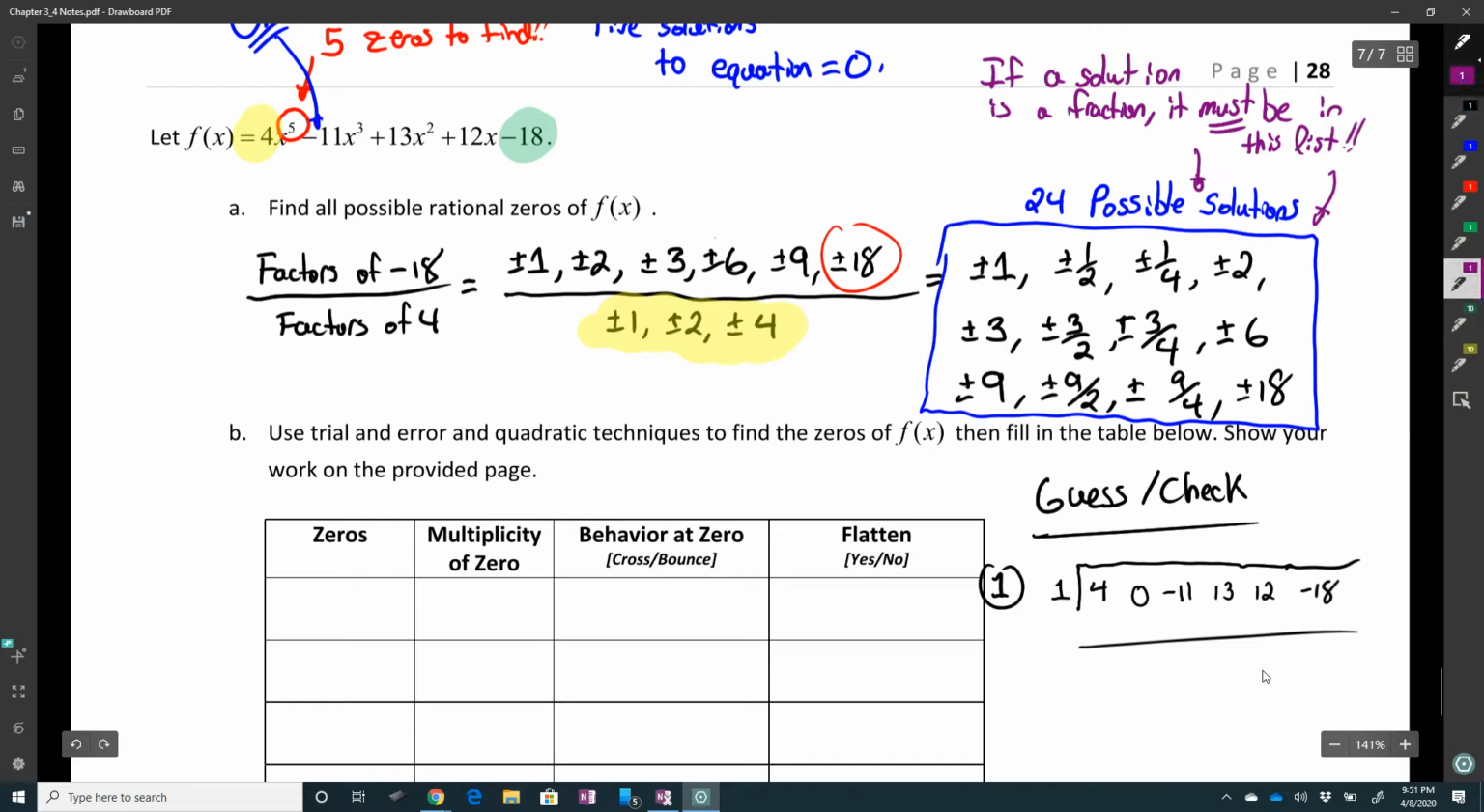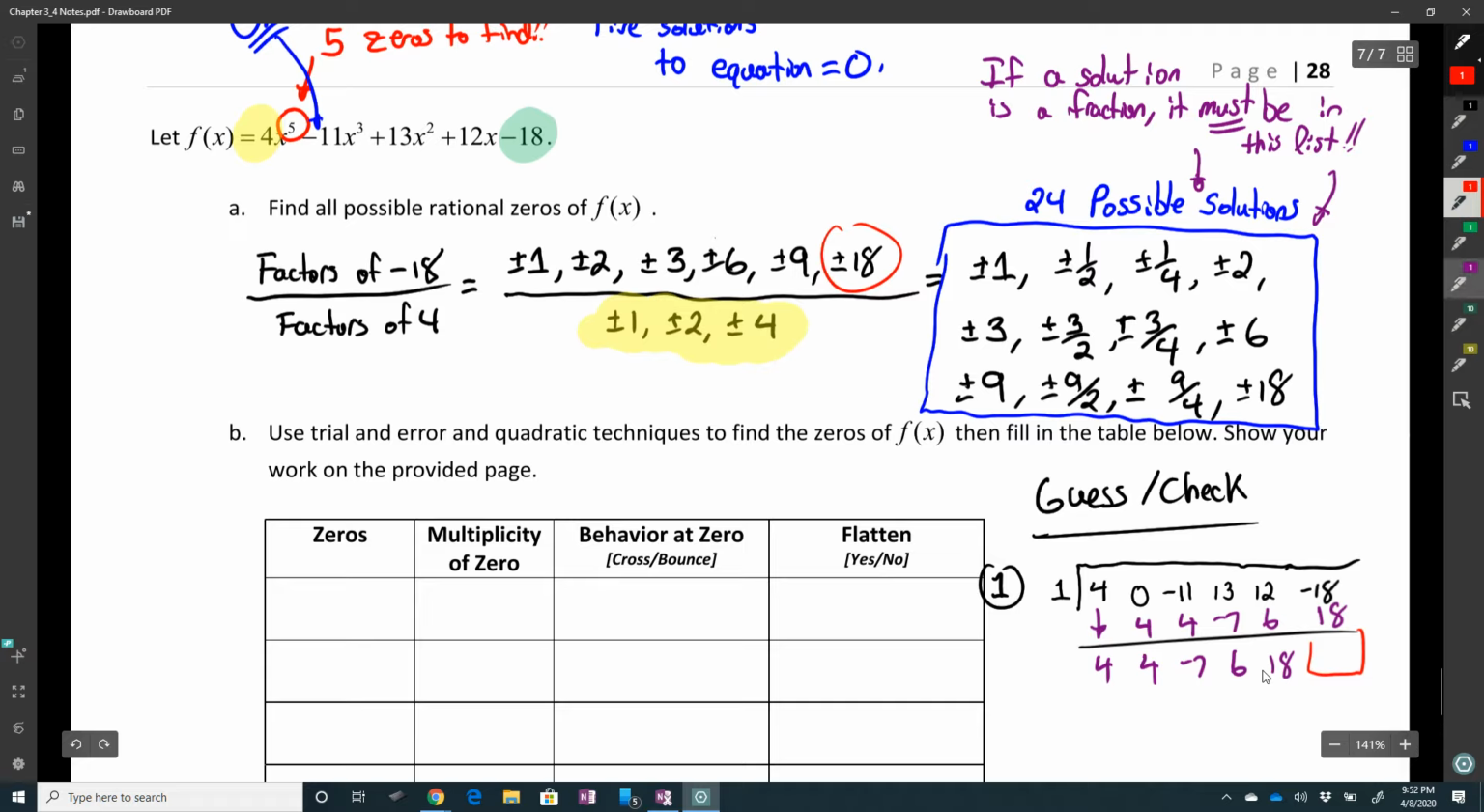So we work it out. 4 times 1 is 4. 0 plus 4 is 4. 4 times 1 is 4. Negative 11 plus 4, that's negative 7. Negative 7 times 1 is negative 7. 13 minus 7 is 6. 6 times 1 is 6. 12 plus 6 is 18. 18 times 1 is 18. Check that out.